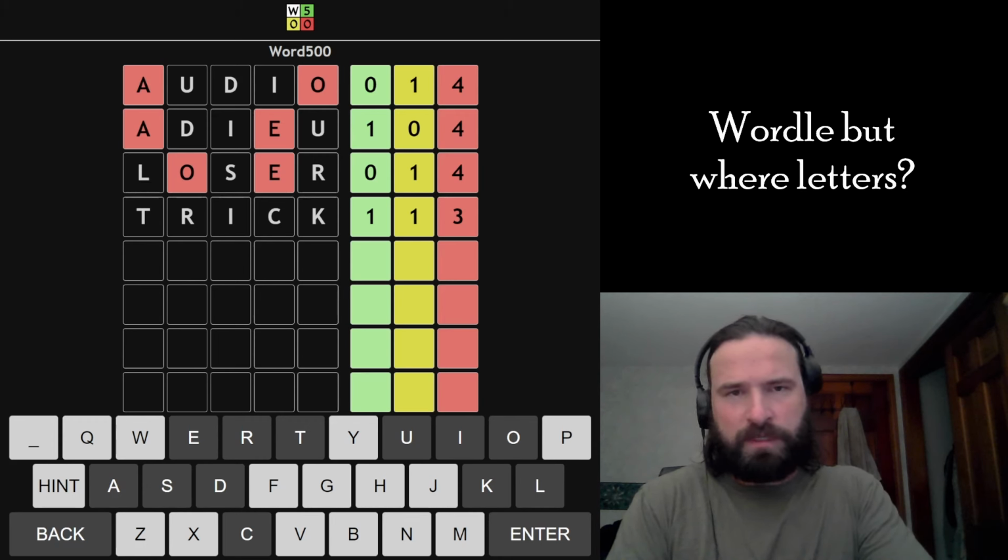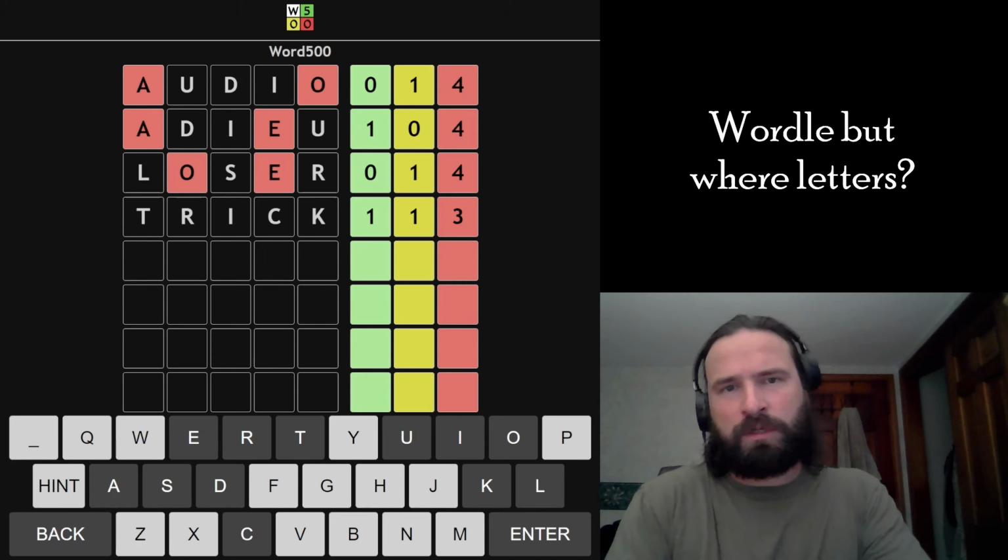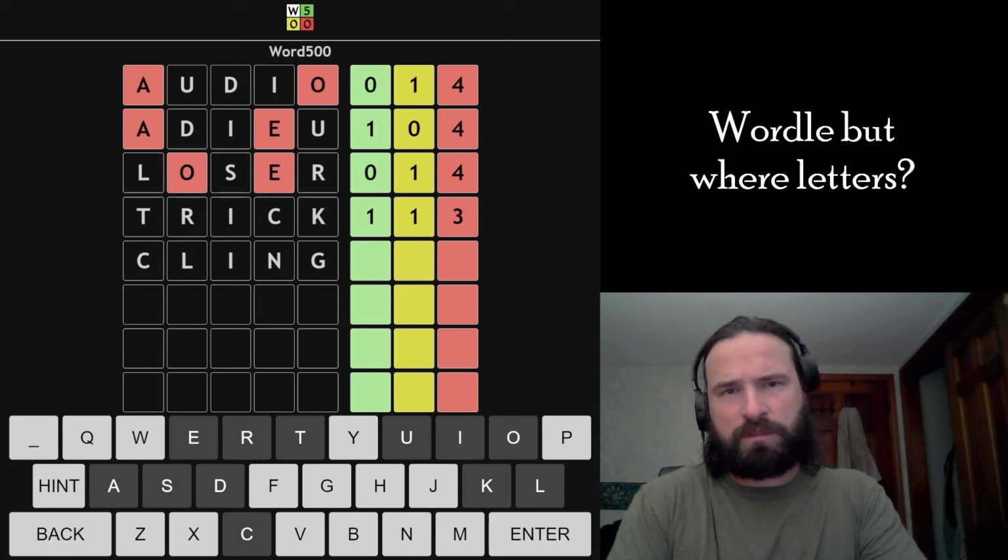I don't know if I can keep the R. Maybe if it was like IR something. I don't see that working though. So I might get rid of the R if I'm keeping this. Like CL, cling works, I think.